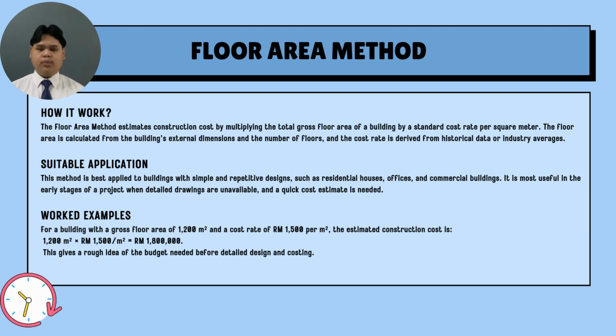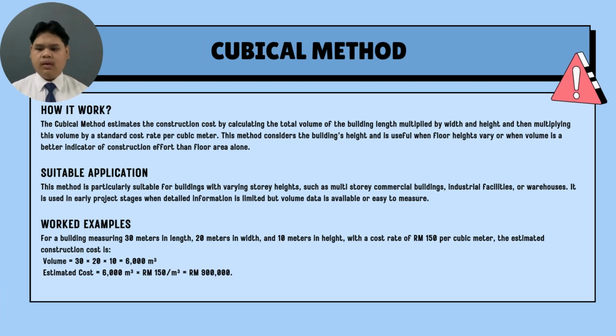to 1.8 million. The cubical method estimates the construction cost by calculating the volume of the building, length multiplied by width and height, and then multiplying this volume by a standard cost rate per cubic meter. This method considers the building height and is useful when floor height varies or when volume is a better indicator of construction effort than floor area alone.